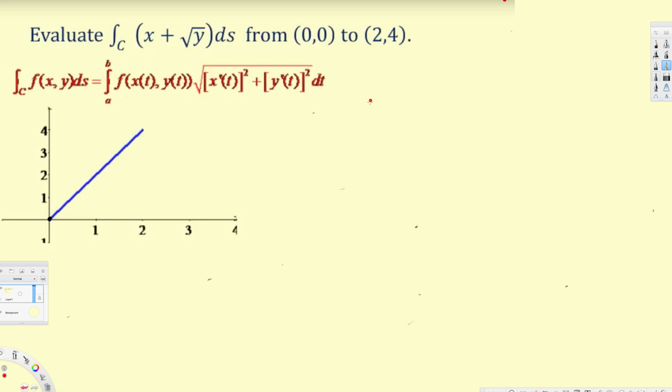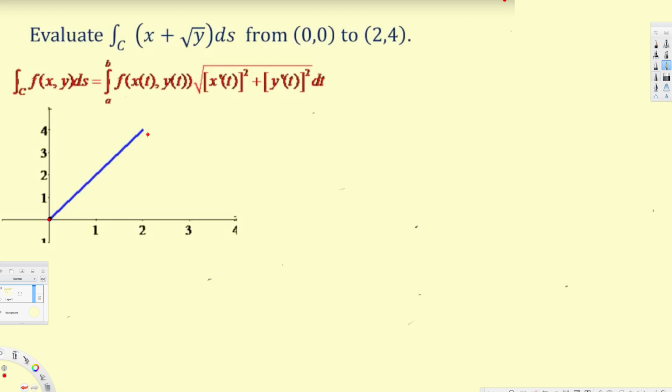Hi guys. In this video we are going to see how to do the line integral of a curve, and in this particular problem we are going to see how to do the line integral of this given curve in this region. And if you look at this region, this is going from 0,0 to 2,4. 0,0 is this one, 2,4 is here.